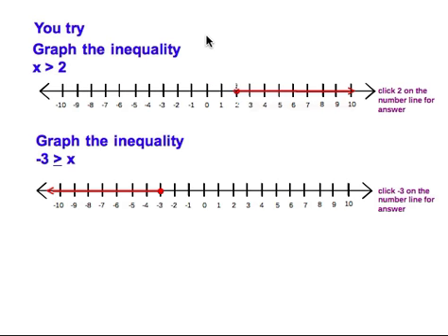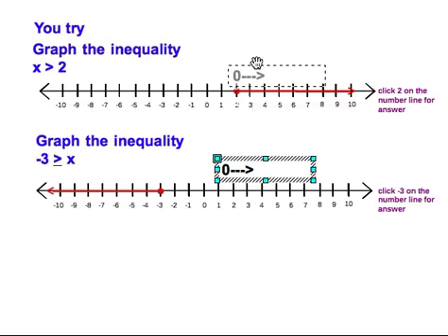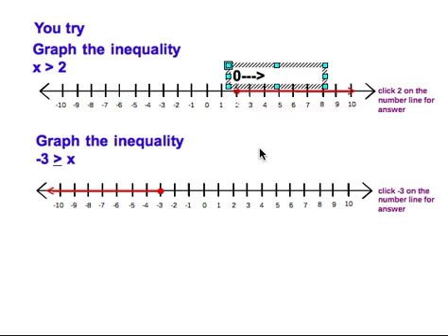So I have an open circle. The arrow is pointing to the right-hand side, and it goes above the number 2. So my inequality is graphed.